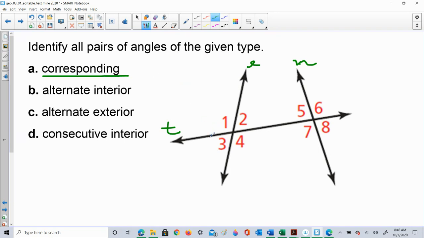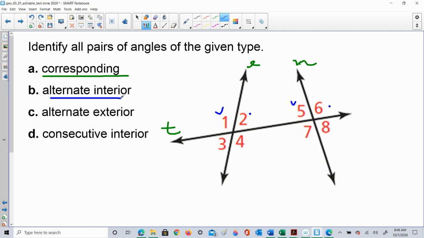Well, corresponding means they have to be in the same position. Same side of the transversal, same side of the given lines. So 1 and 5. 1 and 5 are one pair of corresponding angles. So identify all of them. 2 and 6. 2 and 6 are on the same side of the transversal, to the right of the given lines. 3 and 7, 4 and 8.